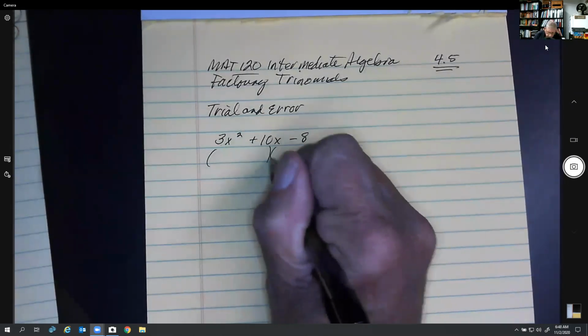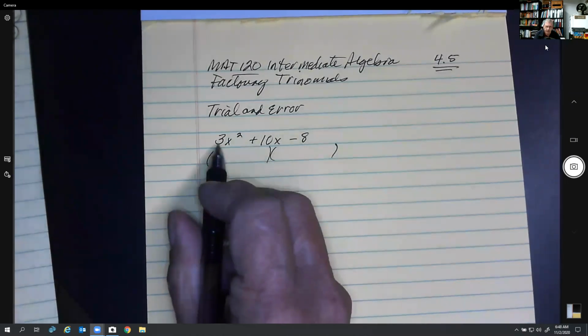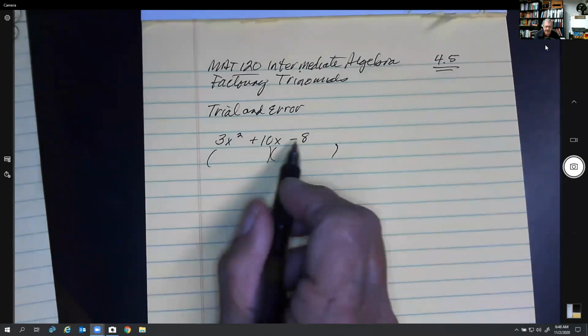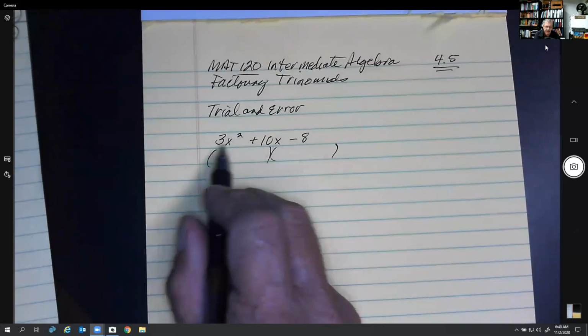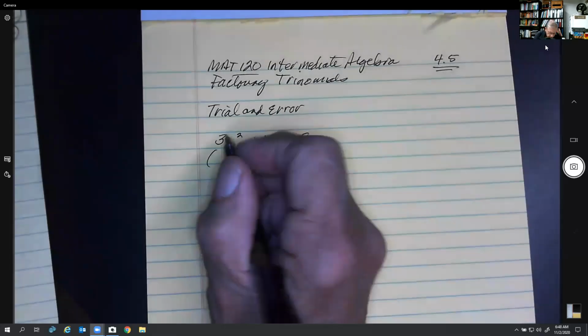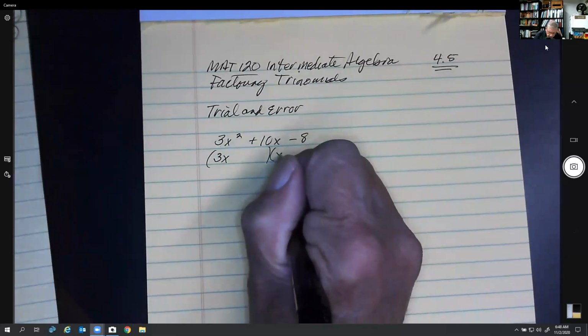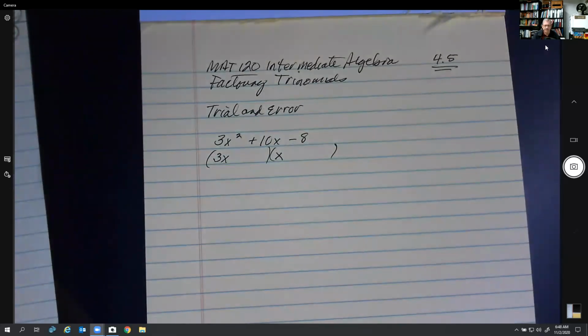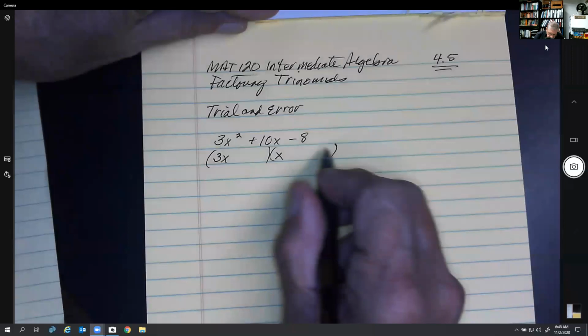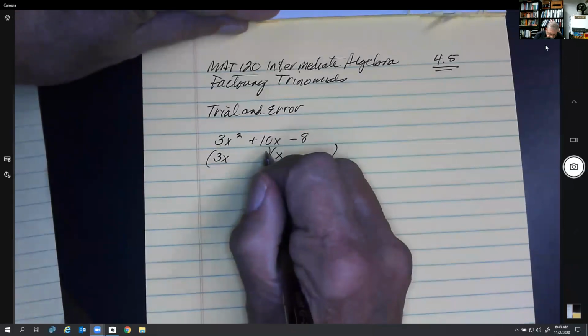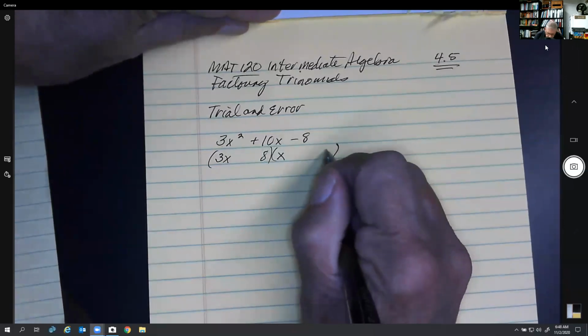And usually if you don't mess with the first one, leave it 3x and x, and just keep doing that all the way down. Otherwise, you're going to repeat combinations that you already tried. So I'm going to do 3 and 8, and I'm going to try putting numbers in here. And to get an 8, I'm going to try an 8 and a 1.